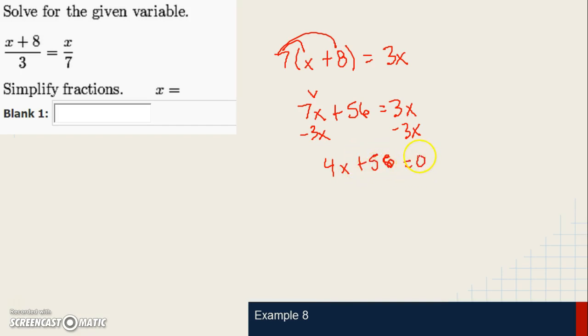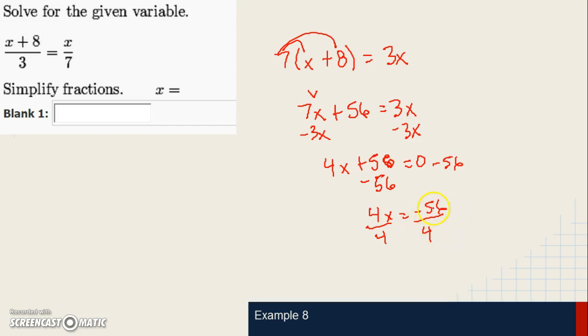I'm going to solve for x by first eliminating what's being added. Subtract 56 minus 56. 4x equals a negative 56. And I'm going to divide by 4 because the 4 is being multiplied to x. And I get x equals a negative 56 over 4.